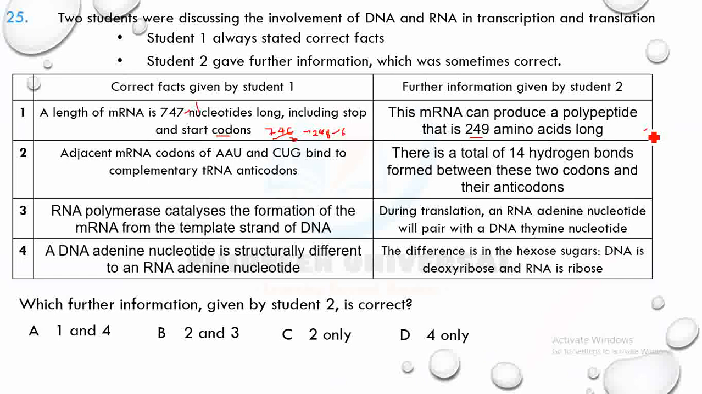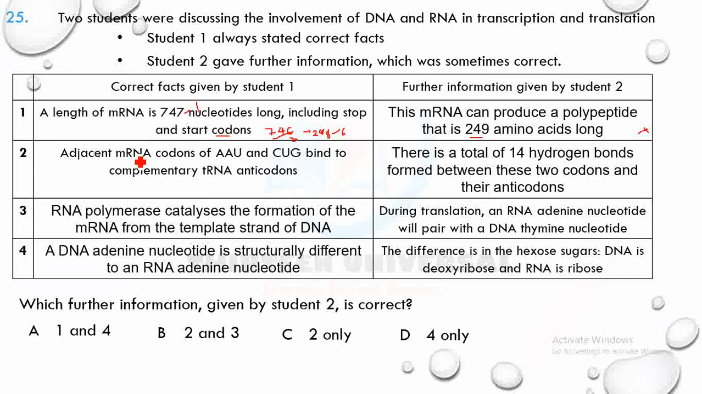Now sometimes the first amino acid may not be part of the protein. The start codon codes for methionine, but it has to be there so that translation can begin. So this is likely not going to be 249. All right.